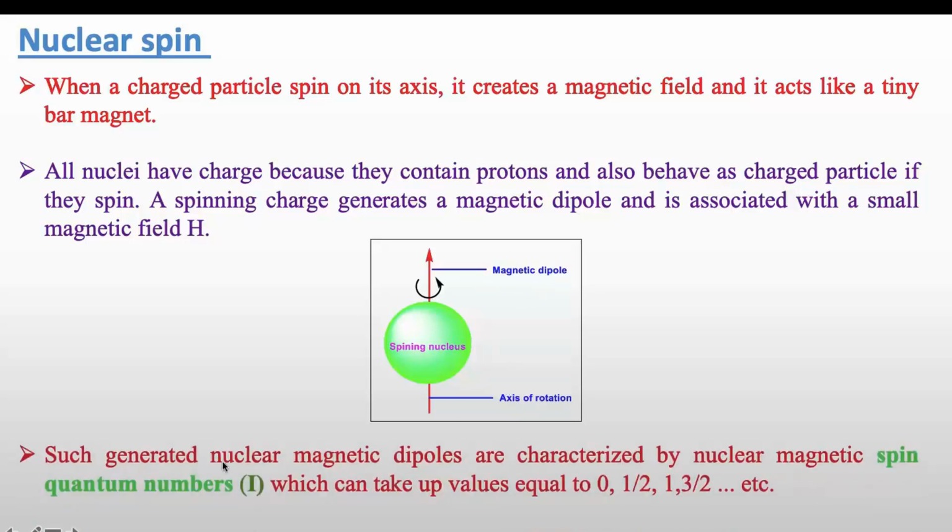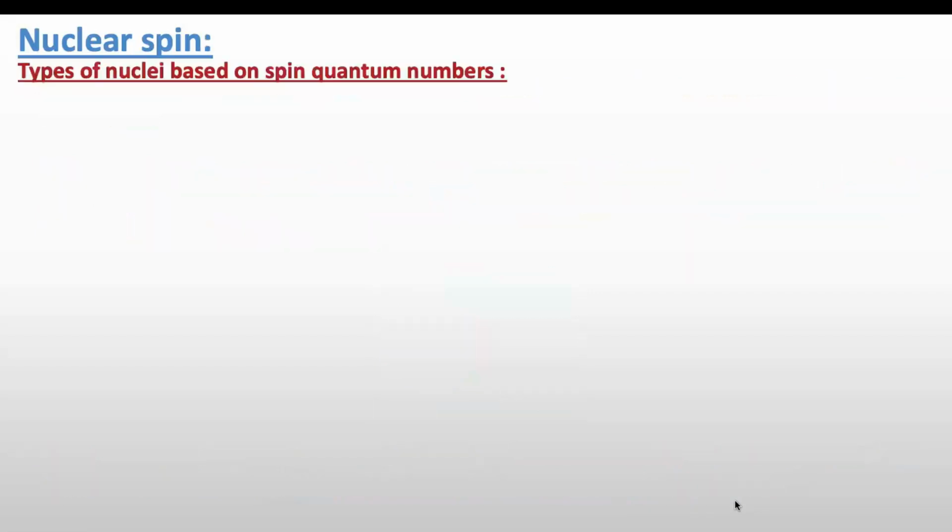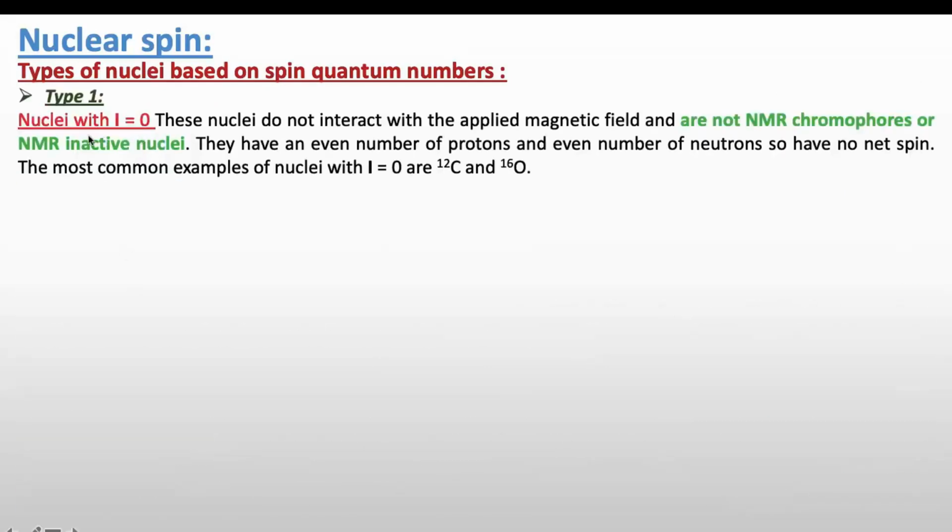Now this generated nuclear magnetic dipole can be characterized by a nuclear magnetic spin quantum number I, and this I can take values like 0, 1/2, 1, 3/2, etc. Means 0, integer, half integer. Now based on spin quantum number, nuclei can be of two types. Type 1, nuclei with I equal to 0.